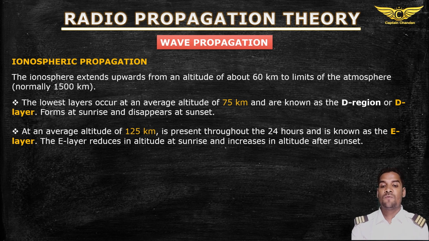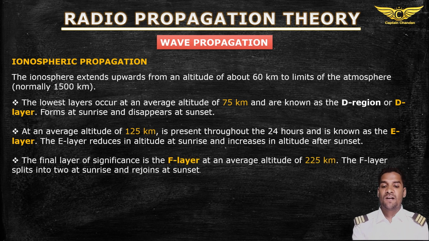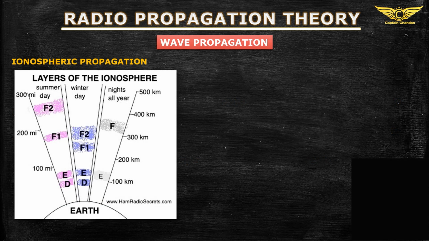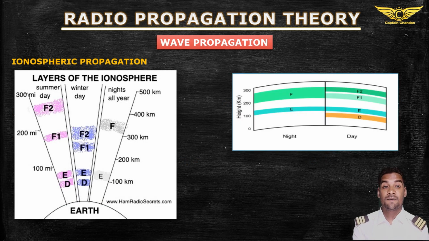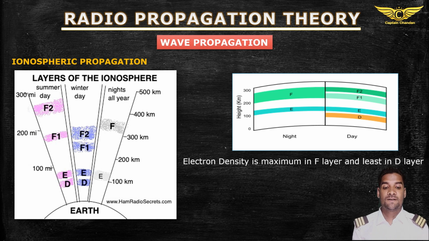The next layer, at an average altitude of 125 km, is present throughout the 24 hours and is known as the E layer. The E layer reduces in altitude at sunrise and increases in altitude after sunset. The final layer of significance is the F layer. At an average altitude of 225 km, the F layer is split into two at sunrise and rejoins at sunset. You can see the layer diagram. So remember, at night time the D layer disappears. Electron density is maximum in the F layer and least in the D layer.